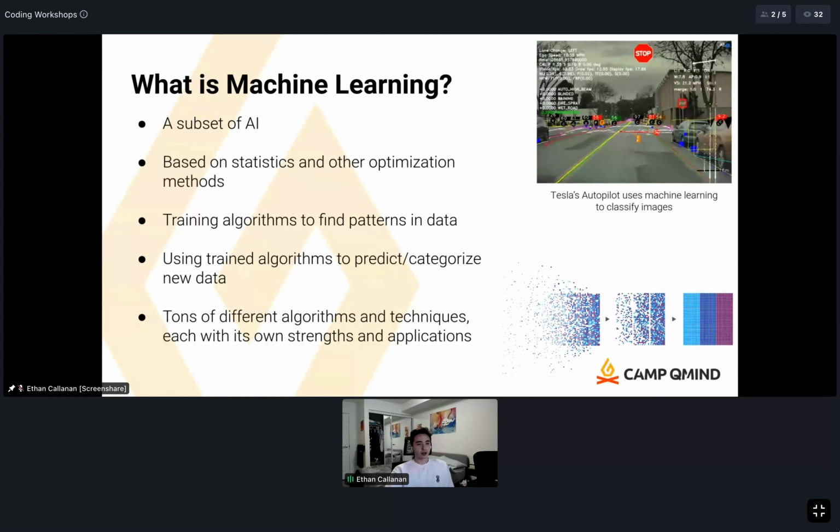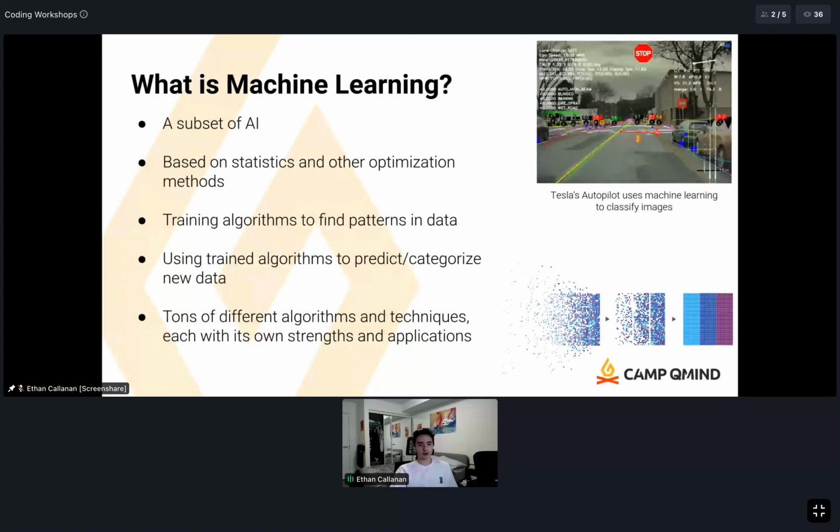So what is machine learning? Machine learning is a subset or a subfield of artificial intelligence. AI is the overarching term for any kind of intelligent system, and machine learning is just a branch off of that. ML algorithms are all based in statistics and other mathematical optimization methods. An ML algorithm is usually trained using one of those statistical methods to then recognize patterns in your data. And a trained algorithm can then be given a whole bunch of input data and hopefully give a good answer for either a prediction of a new value or a classification problem.